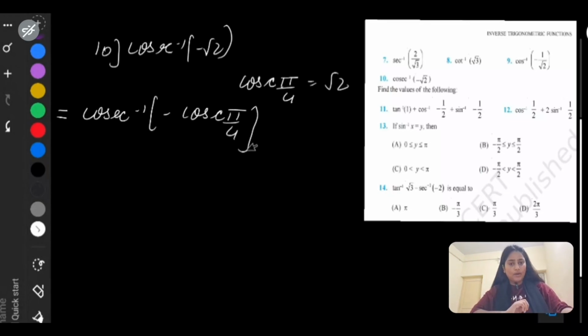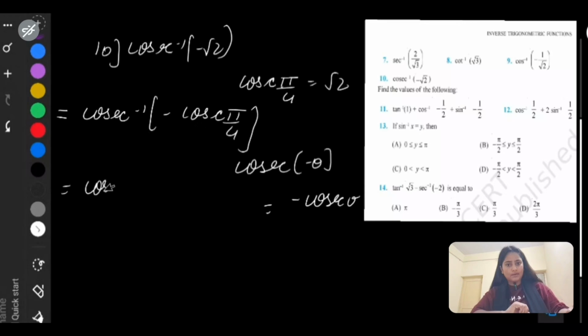And one formula we also know is that cosec of minus theta is equal to minus cosec theta. So here we'll put in this bracket cosec inverse cosec of minus pi by 4.